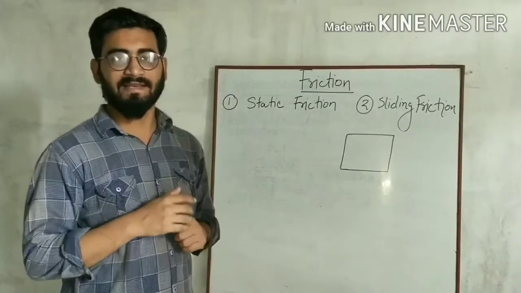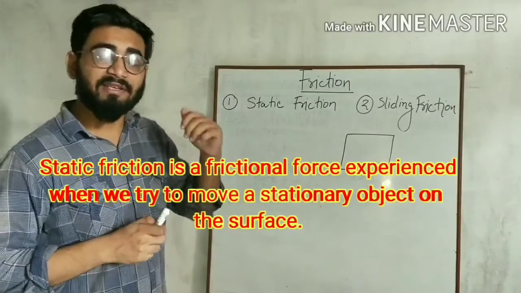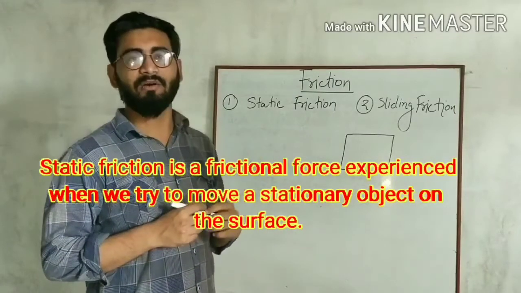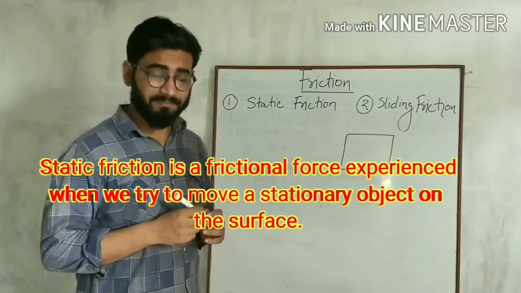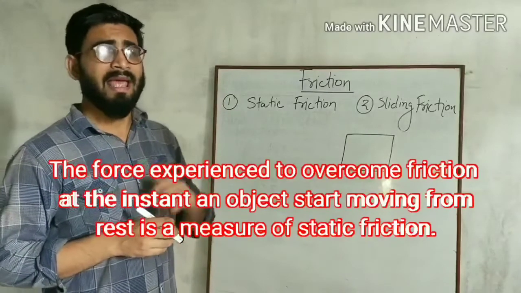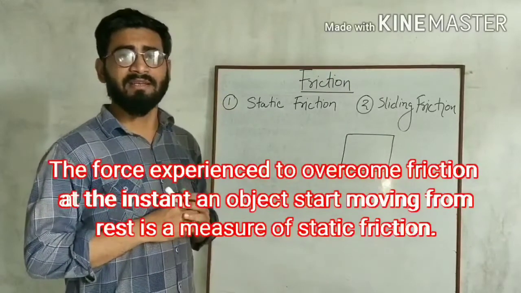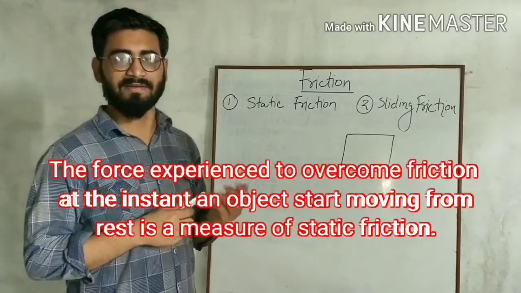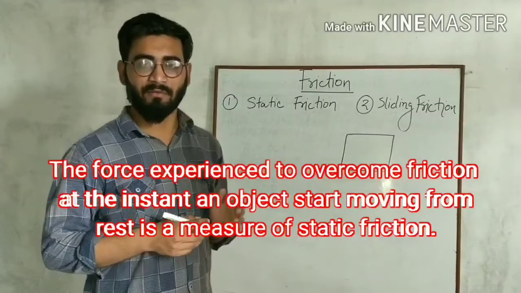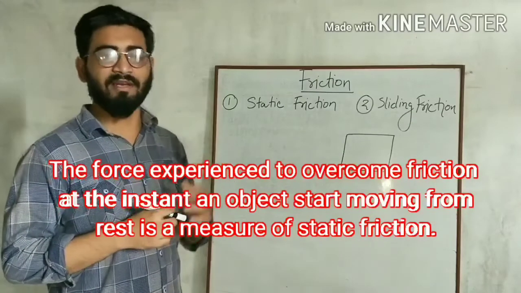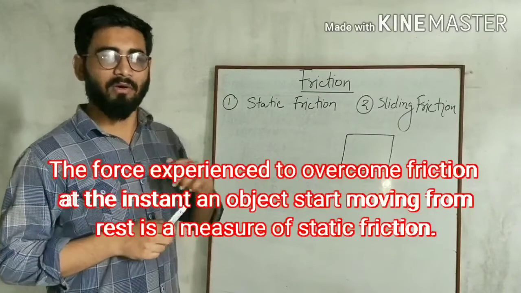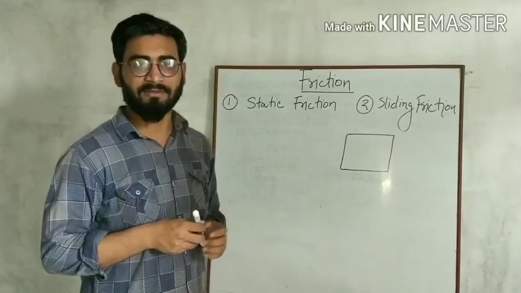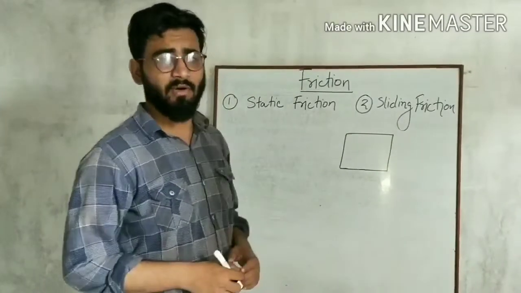So what is static friction? Static friction is the frictional force experienced when we try to move a stationary object on a surface. Or, the force experienced to overcome friction at the instant when an object starts moving from rest is a measure of static friction. Understood?